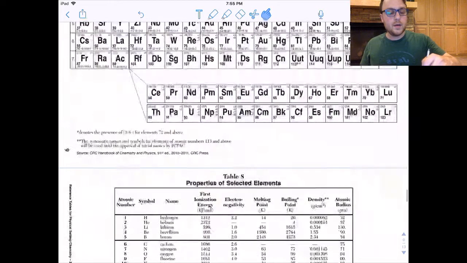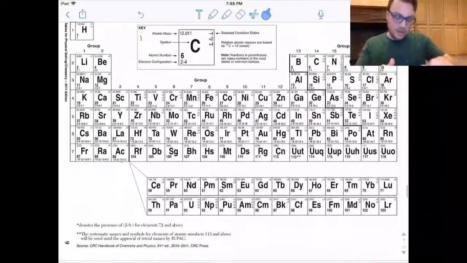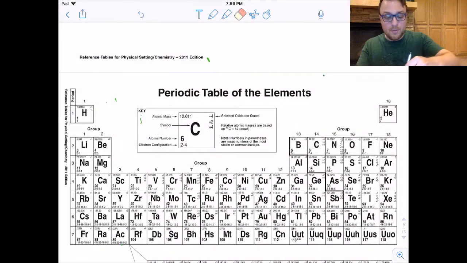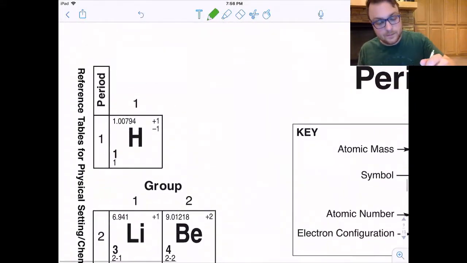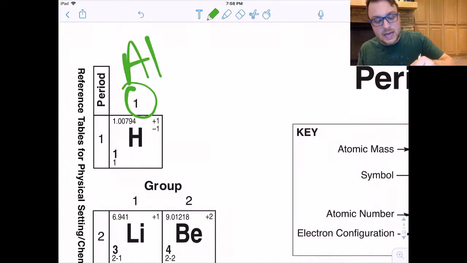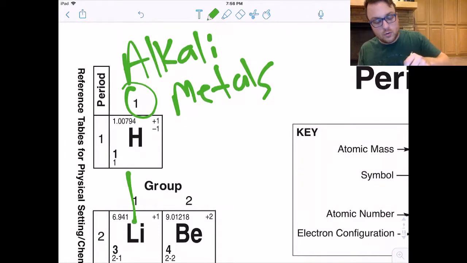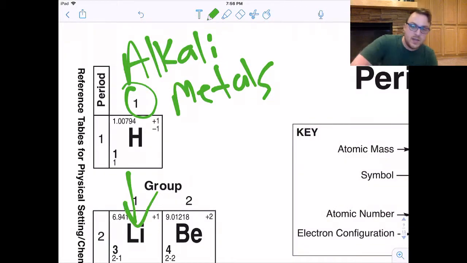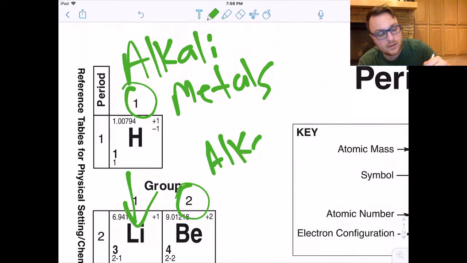Other things from the periodic table. Group names. I think they may or may not appear on the Regents. Some of these will sound familiar. But it's good to know. So group 1 are your alkali metals. So that's everything in group 1, starting at lithium, because hydrogen's not a metal. But it's still in group 1. Confusing, I know, but bear with me. Group 2 are your alkaline earth metals.